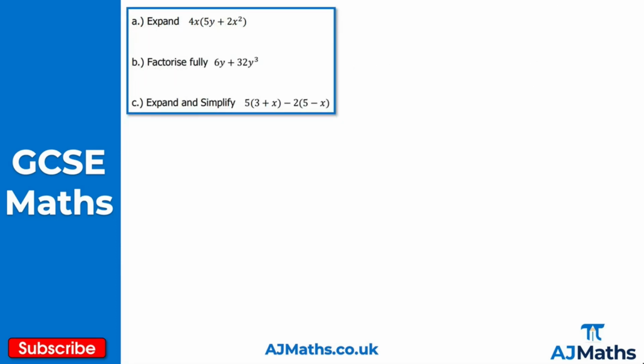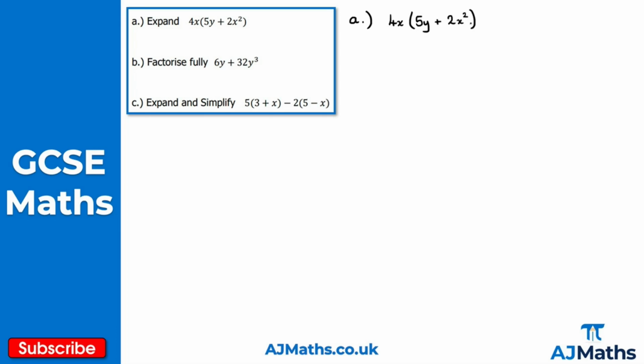And finally, to finish with here, we take a look now at the very last question. We've got 3 parts, so we begin with part A. We're asked to expand 4x bracket 5y plus 2x squared. So if I just write that down here. So 5y plus 2x squared.